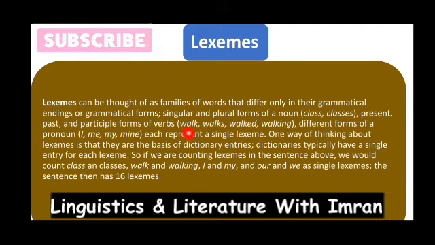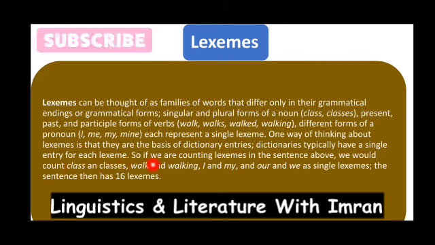So we have walk, that is the lexeme. And then we have grammatical forms of walk: walks, with the singular third person, walked, that is past tense, and walking, that is present participle. Different forms of a pronoun, I, me, my, and mine, each represent a single lexeme. One way of thinking about a lexeme is that it is the basis of a dictionary entry. Dictionaries typically have a single entry for each lexeme.